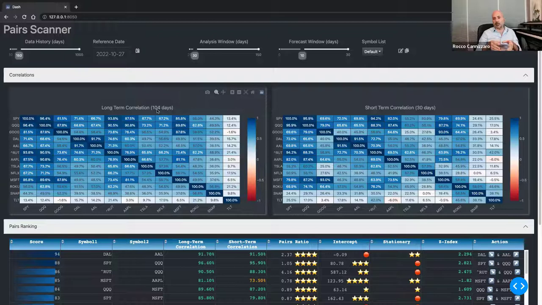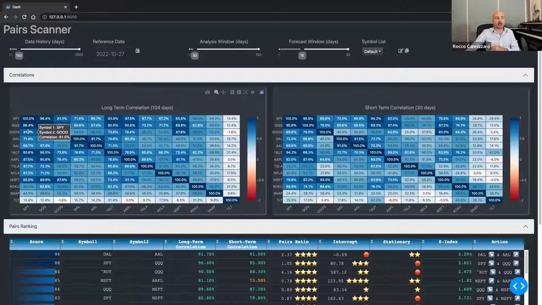When you look at this matrix, you just look at either the lower or the upper triangle. The matrix is symmetric, meaning that the values opposite each other with respect to the diagonal are always the same. Here you see 71.3, and you see the same value on the lower side of the diagonal. The more blue the values are, the higher the correlation. For example, QQQ has a 96.4% correlation with SPY, and Google has an 81.5 correlation with SPY, and so on.